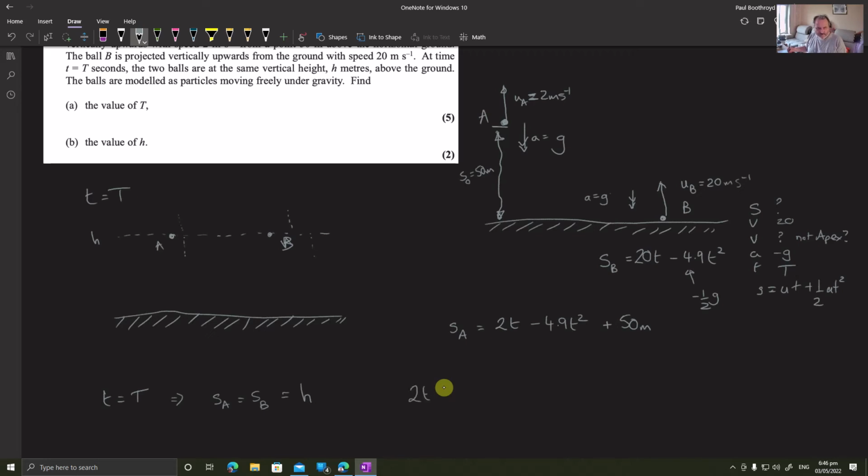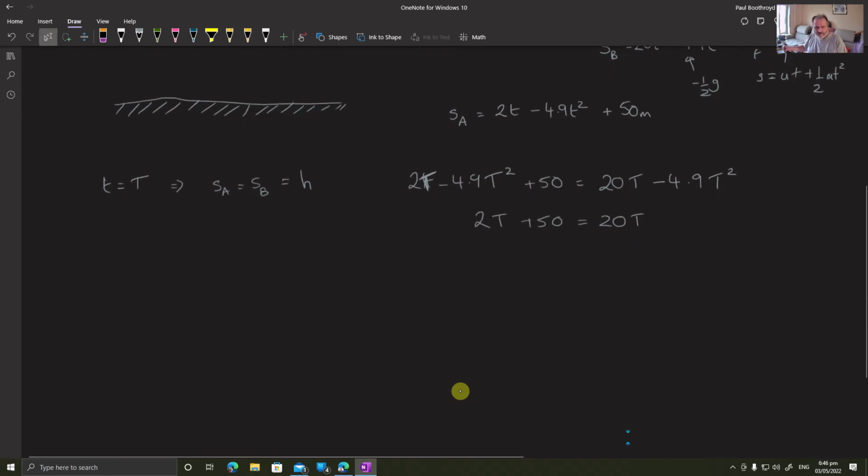So SA is 2T minus 4.9 T squared plus 50, because it starts 50 metres above, and 20T because it's travelling faster for part B, but still suffers the same deceleration. Nice thing to see with this is that the t squareds will cancel. So what we wind up with is 2T plus 50 is equal to 20T. Now I rearrange and we get 18T is 50. Do the division and you get, where's my calculator gone? It's 2.7 recurring seconds, which I think was the answer to part A we wanted.